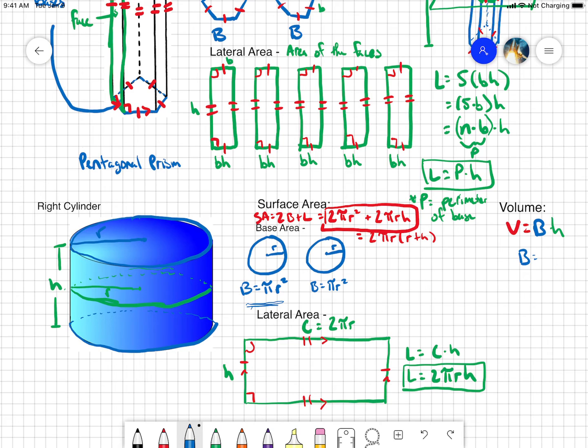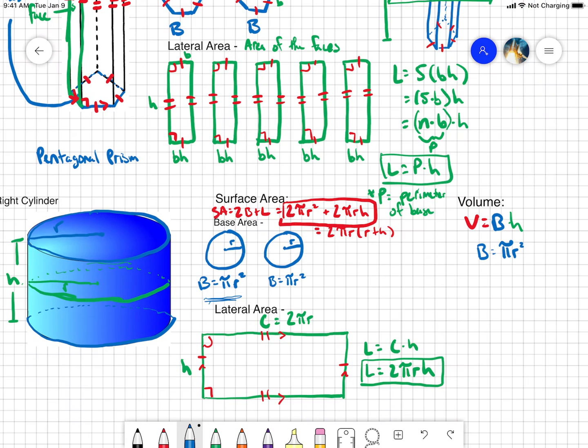Pi r squared. You guys are so good. You got it. Great job. All right, yes, it's pi r squared, guys. The area of any circle is pi r squared. So since we don't necessarily know what h is in this case, we can generalize the formula for the volume of a cylinder as volume is equal to pi r squared h.